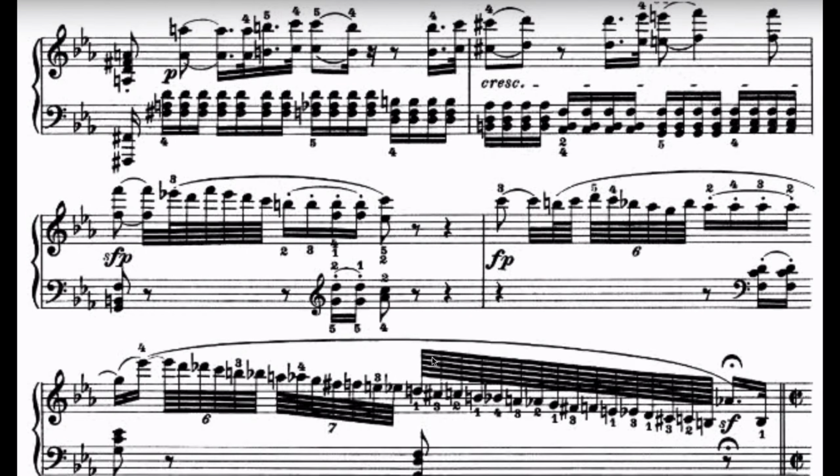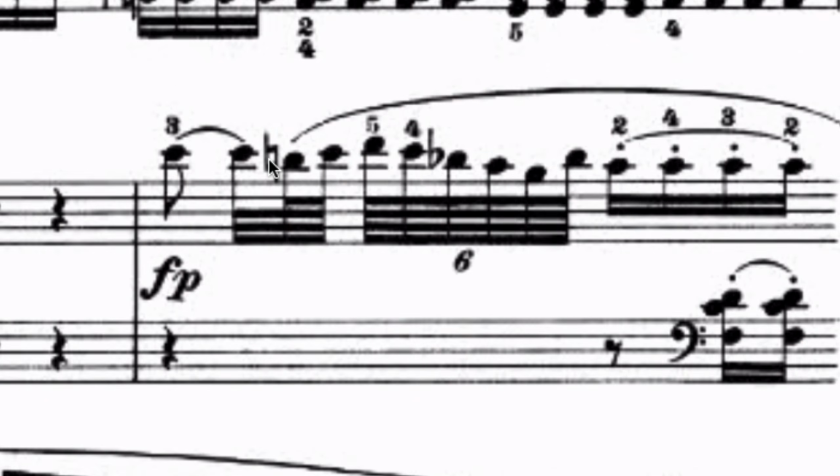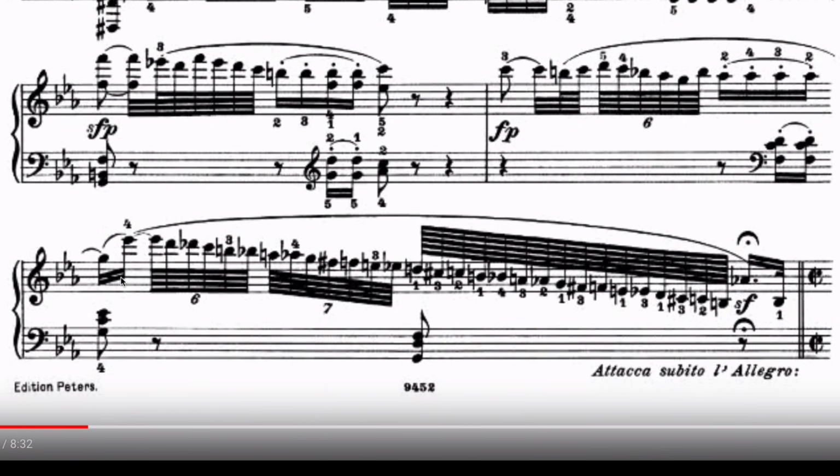Again, at the bottom, 1, 2, 3, 4, 5, 128th notes. What are they going to sound like? Not terribly fast. Not very fast, right? On these 64th notes. Fast here, but still.